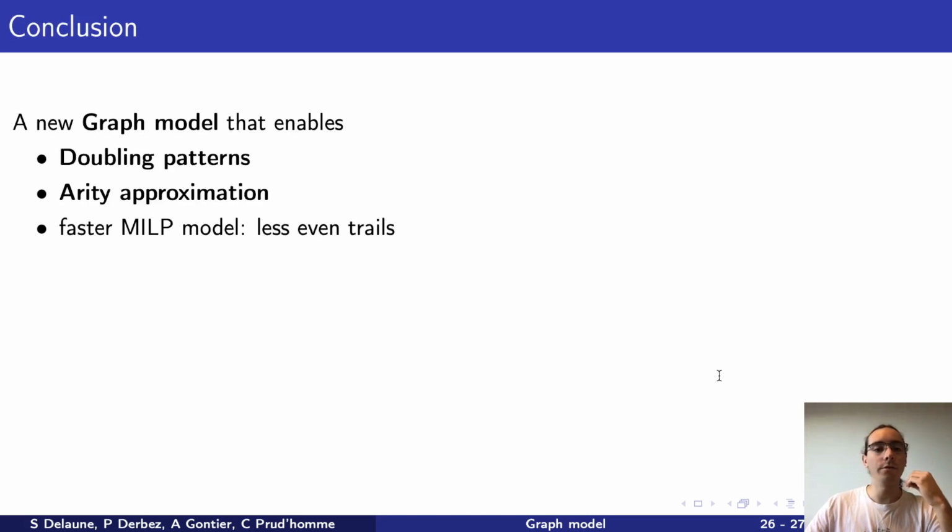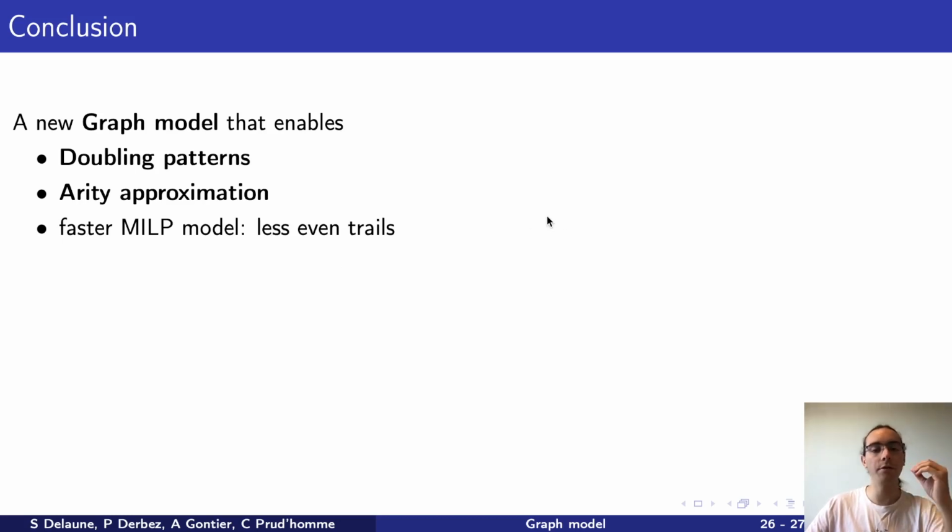As a conclusion, we propose in this paper a new graph model that enables the use of doubling patterns as constraints to reduce the number of even trails and even solutions. This graph model also enables the usage of an arity approximation to have a good solver strategy to reduce the solving times. And then at the end, we have a faster MILP model with fewer even trails.